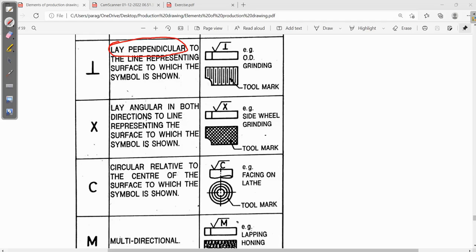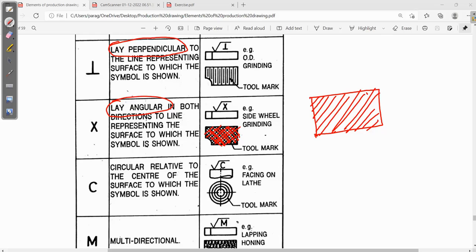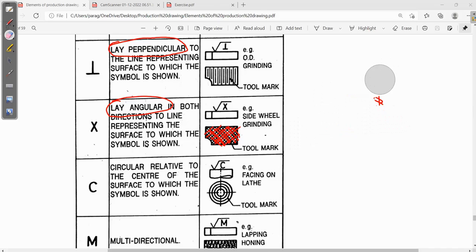Parallel lay, perpendicular lay, angular lay. So angular lay will be like this. Suppose I am performing a grinding operation. First you will move your tool like this, then after that you will move it like this, crossways. So finally this kind of pattern will be observed on the workpiece. This thing I already told you.